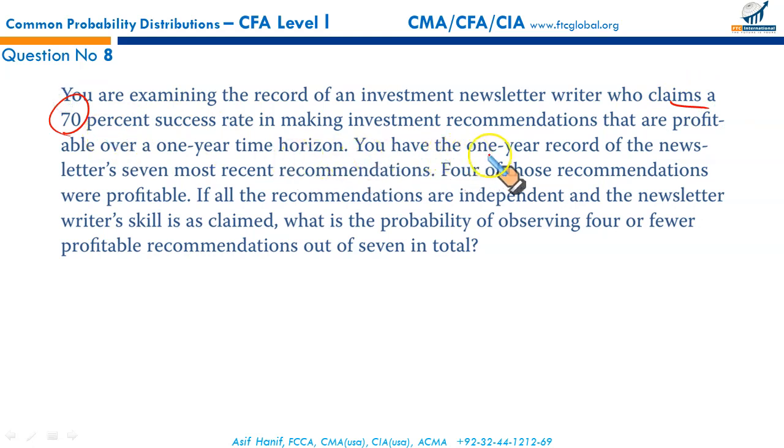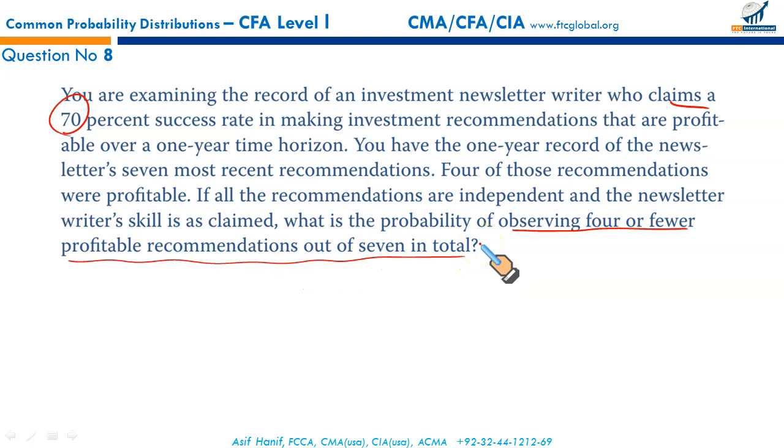You have the 1 year record of the newsletter's 7 most recent recommendations, and 4 of those recommendations were profitable. If all the recommendations are independent and the newsletter writer's success rate is as claimed, what is the probability of observing 4 or fewer profitable recommendations out of 7 in total?